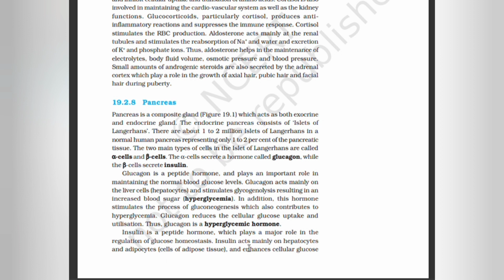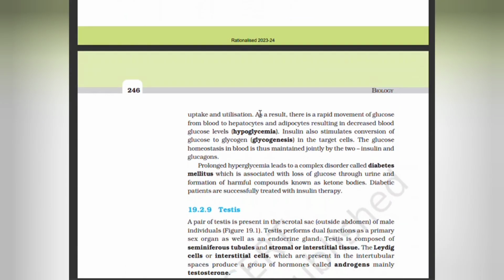Insulin is a peptide hormone which plays an important role in the regulation of glucose homeostasis. Insulin acts mainly on hepatocytes and adipocytes and enhances cellular glucose uptake and utilization. As a result, there is a rapid movement of glucose from blood to hepatocytes and adipocytes, resulting in decreased blood glucose levels, that is, hypoglycemia.